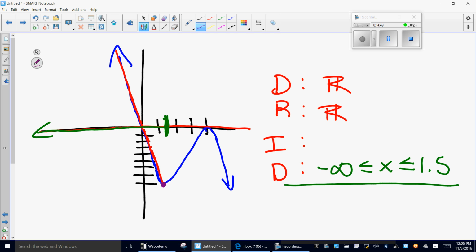So here we go. At this point in time, right here at 1.5, I'm now going to increase until I get to where? 4. And again, I only want to state this little interval right here. So I'm going to increase from 1.5, which is less than or equal to x, which is less than or equal to 4.